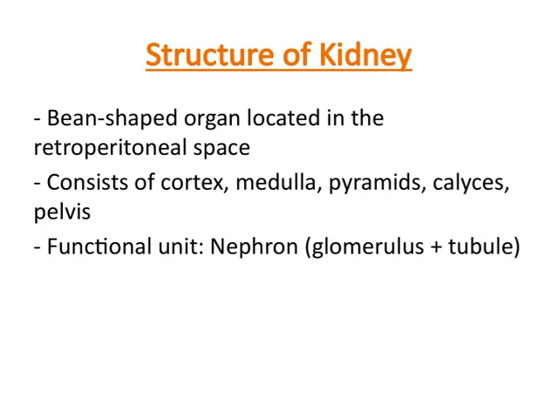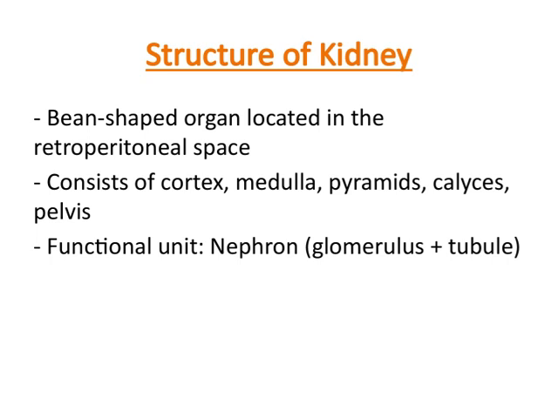Let's take a closer look at the structure of the kidney. The kidney is a bean-shaped organ, and what's interesting is that it's located in the retroperitoneal space, meaning it sits behind the abdominal cavity. This shape helps it fit snugly in that area and perform its vital functions efficiently. The kidney isn't just a simple bean, though. It's made up of several key parts: the cortex, which is the outer layer, the medulla, the inner region, and then there are the pyramids, calyces, and the pelvis, which work together to collect and funnel urine.